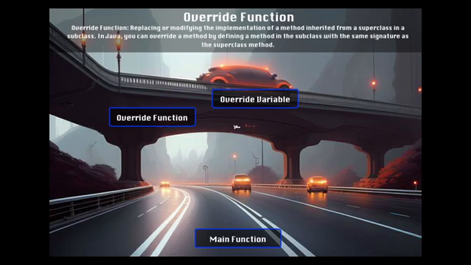Override function: replacing or modifying the implementation of a method inherited from a superclass in a subclass. In Java, you can override a method by defining a method in the subclass with the same signature as the superclass method.